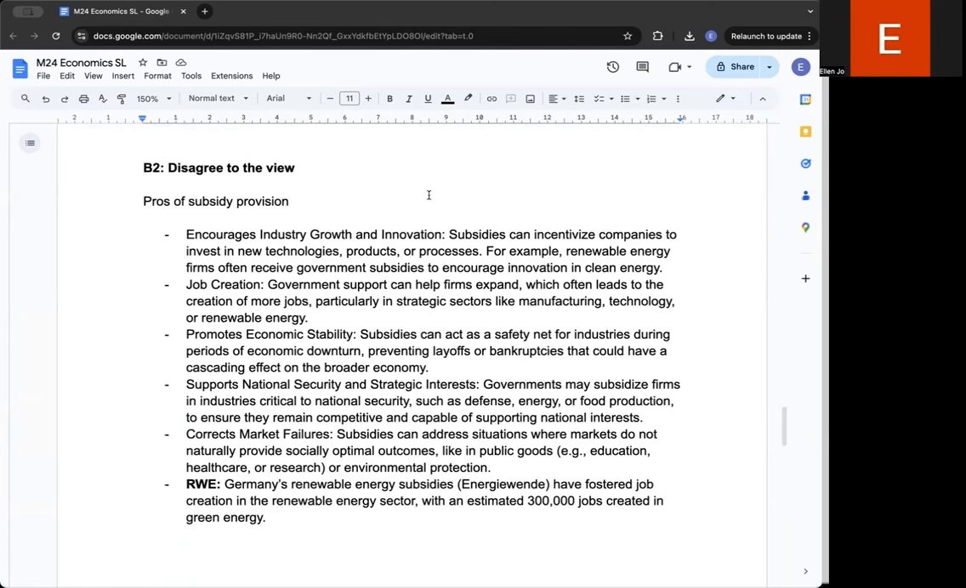Also, subsidies can act as a safety net for industries during certain periods like economic downturn, etc. Therefore, it can prevent layoffs or bankruptcy, etc. And governments may subsidize firms in industries that are pretty critical to national security, such as defense, energy, or food production, to ensure they remain competitive and capable of supporting national interest. As a real-world example, this can work. Germany's renewable energy subsidies have fostered job creation in the renewable energy sector, with an estimated 300,000 jobs created in this industry.